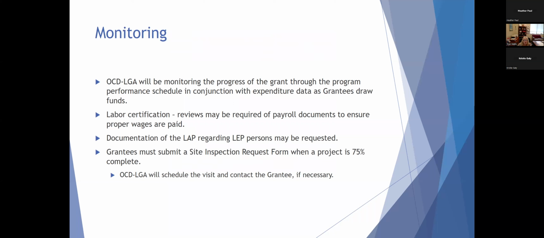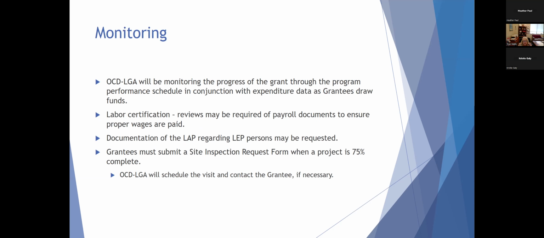Monitoring. Our office will be monitoring the progress of the grant through the program performance schedule in conjunction with your expenditure data. So every time you submit a request for payment, we will look at how your expenditures are progressing in comparison to your performance schedule that you have submitted to us. A labor certification, we may have to review payroll documents if we determine that's necessary to ensure proper wages are paid. But certainly a certification will be included in the closeout process.